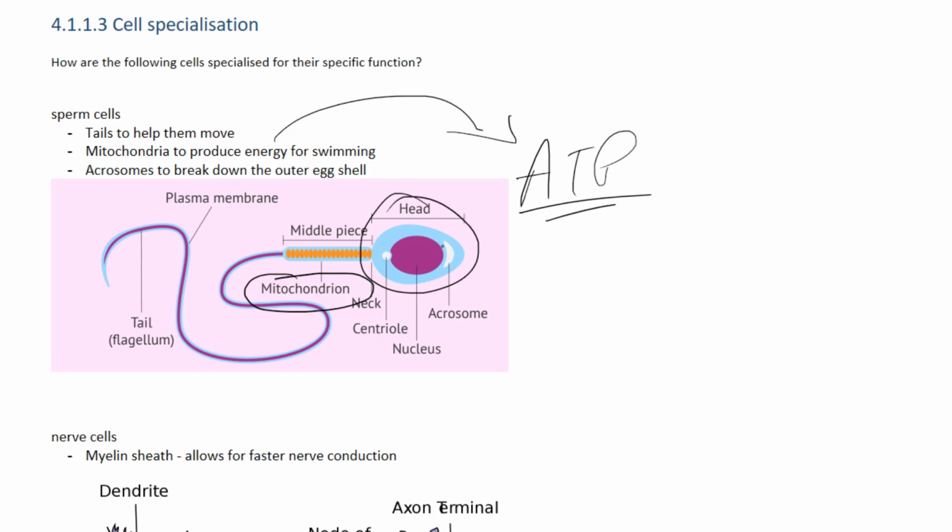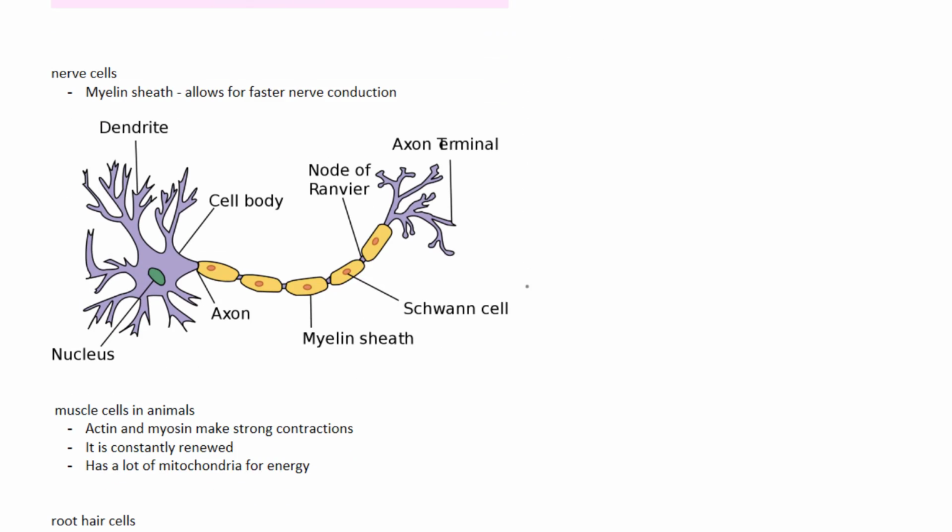And the head region here, when you have an egg, this has to come through and break the outer shell. To break that outer shell you need acrosomes, which contain enzymes that break it down and help it to penetrate through into the egg. Then we have nerve cells.